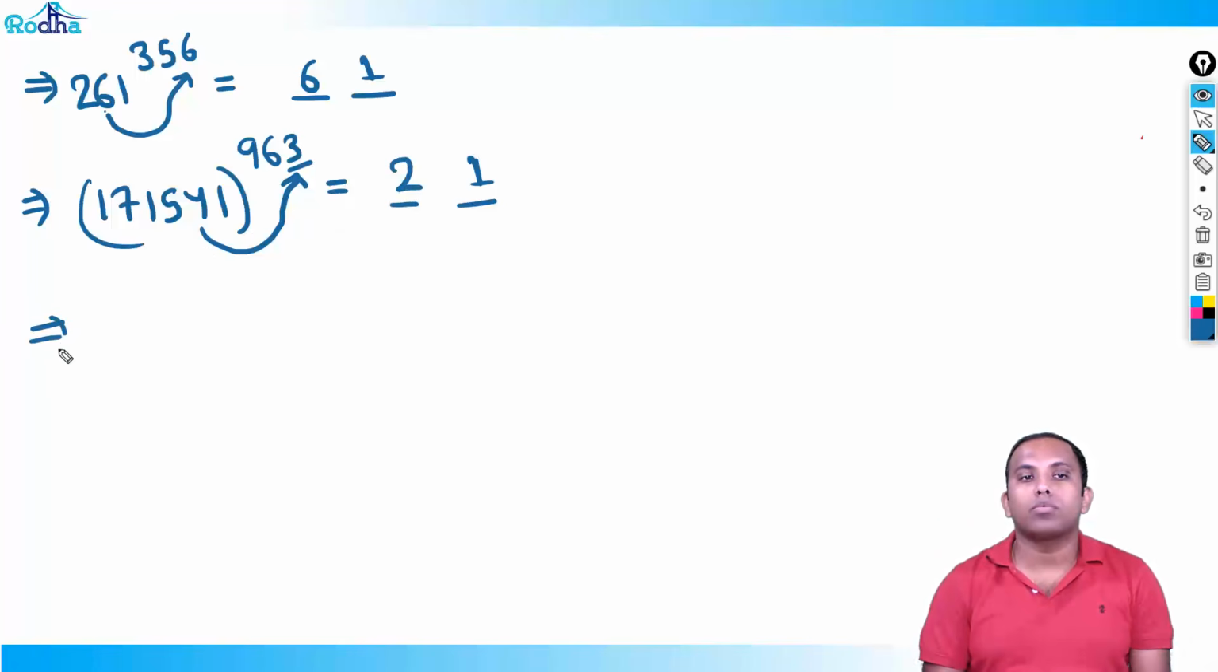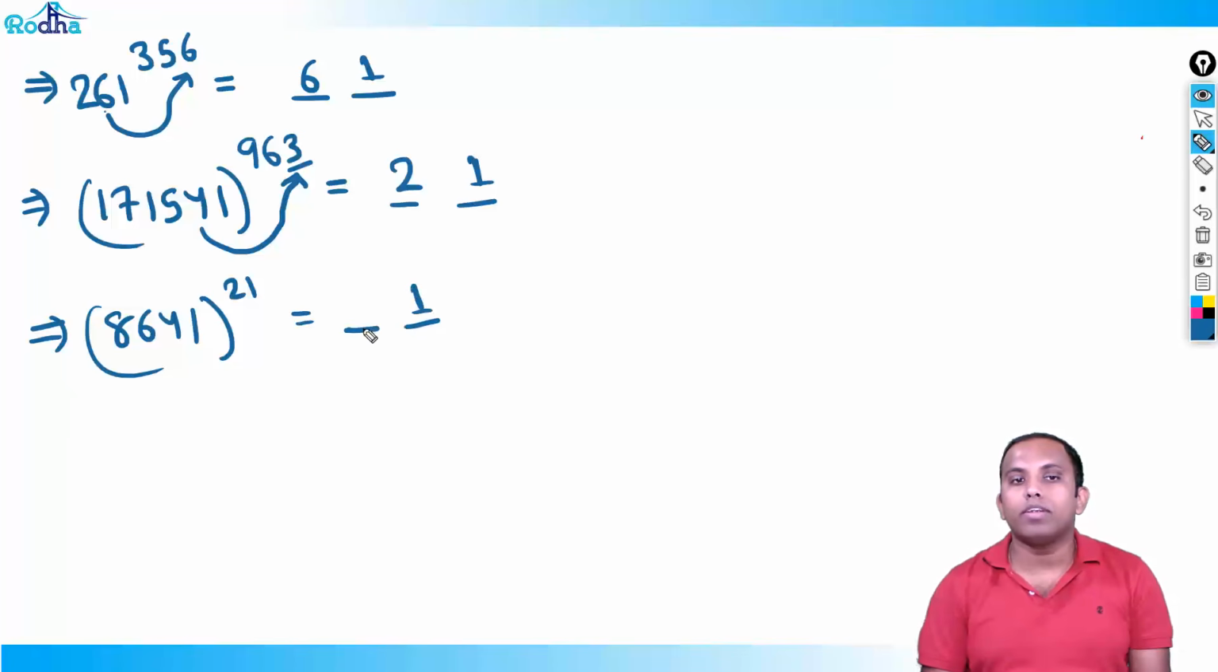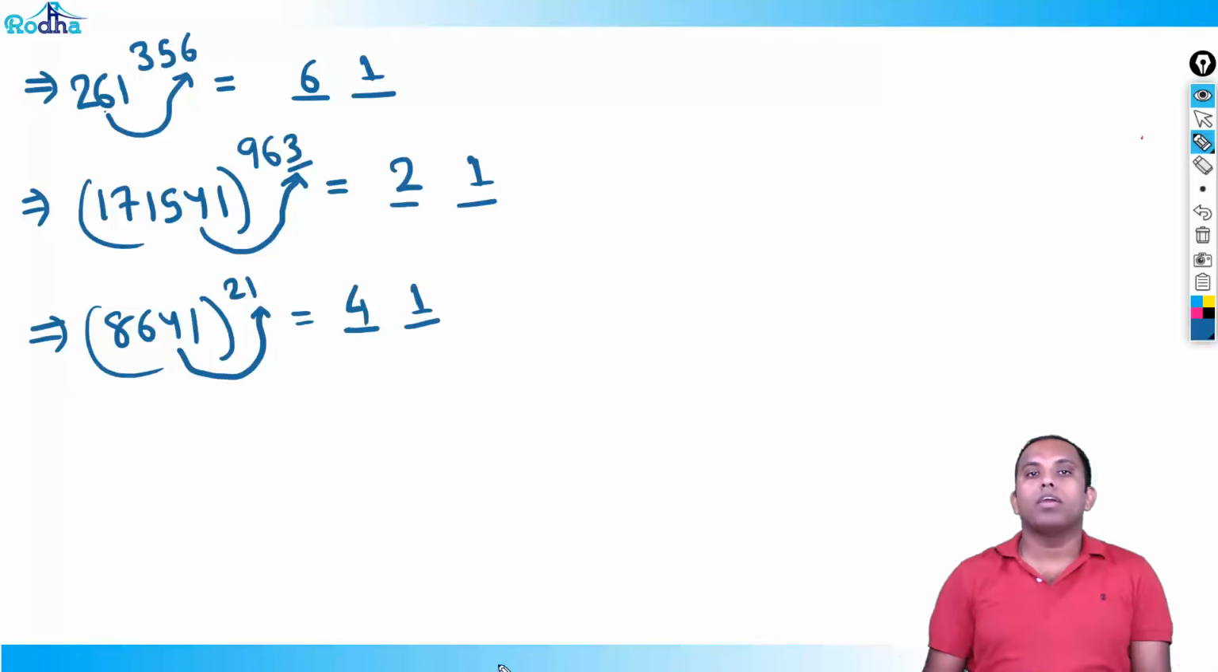Suppose it's 8641 raised to 21. Again, last is 1. And how do we get the tens digit? Tens digit of the number multiplied by the unit digit of the power. 4 into 1 is 4. So 41. This is the shortcut, derived from binomial theorem: for any number ending in 1, I can calculate the last two digits within a second, without paper and pen.